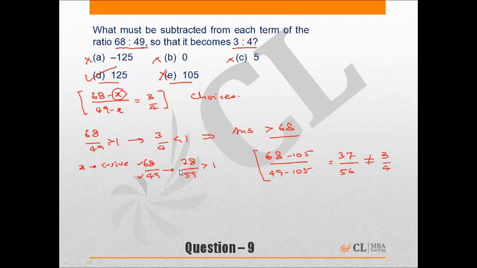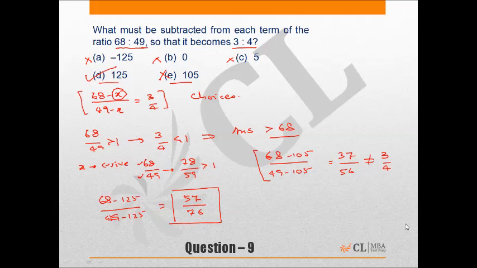But if you want to check, let's check that out also. 68 minus 125 and 49 minus 125. I am again repeating, you should not be writing this down. What you should be writing down is what I am going to write down directly. This is what you should be writing down. So 68 minus 125 will be 32 plus 25, which is 57. And 49 minus 125 will be 51 plus 25, which is 76.